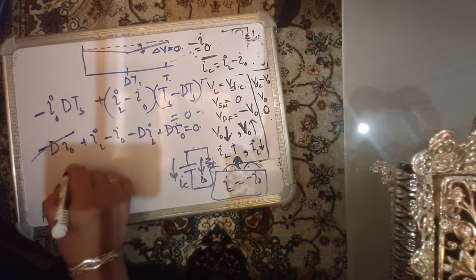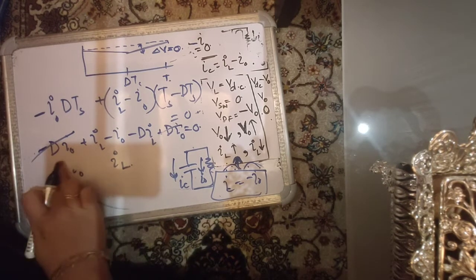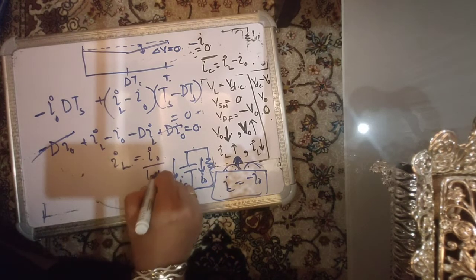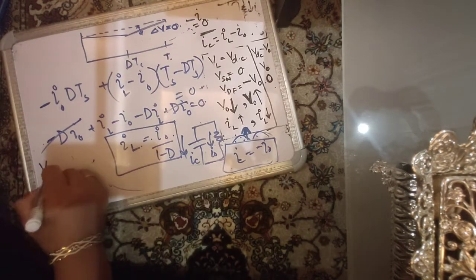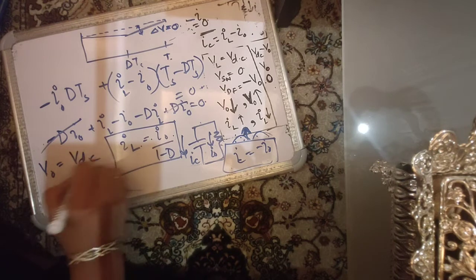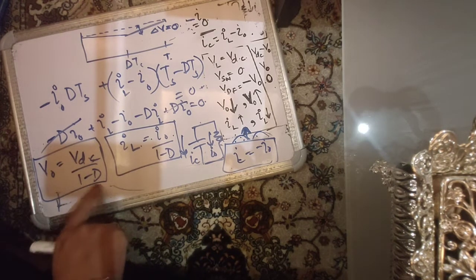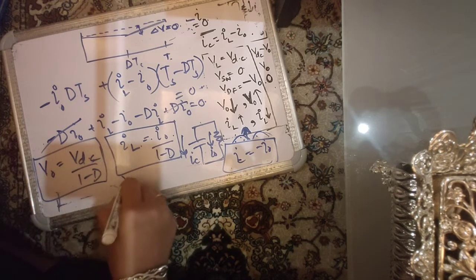Now if we solve further, I naught is equal to IL times (1 minus D), so IL is equal to I naught upon 1 minus D. And before this you got V naught is equal to VDC upon 1 minus D. Obviously D takes fractional values, so 1 minus D will also be a fraction, and the whole thing implies that V naught is greater than VDC.